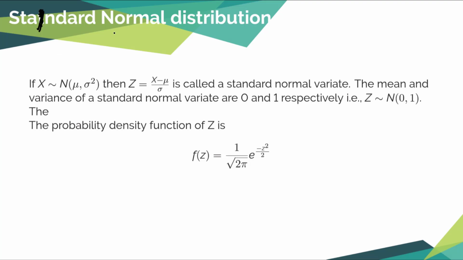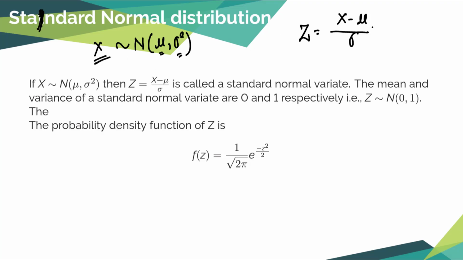Now standard normal distribution is very useful in practical applications. That means when you go for calculations of normal distribution, the standard normal distribution is obtained by the transformation z is equal to x minus mu by sigma. So suppose a random variable x follows normal distribution with parameters mu and sigma square, right? Mu is the mean, sigma square is the variance.